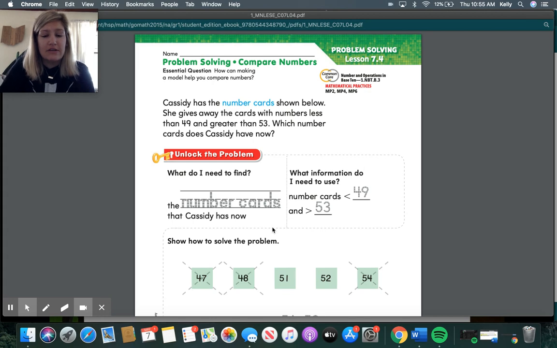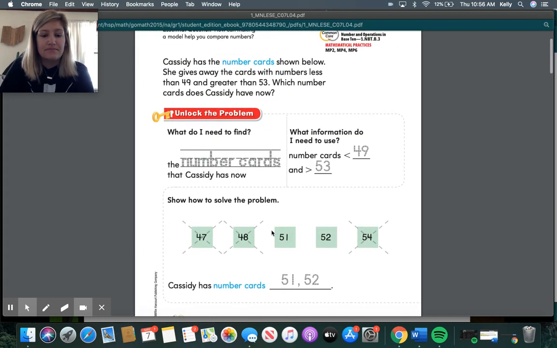So on the first page, 417, they show you how to unlock the problem, just like we started. It says Cassidy has the number cards shown below. She gives away the cards with numbers less than 49 and greater than 53. Which number cards does Cassidy have now? So what do I need to find? You're going to trace the number cards Cassidy has now.